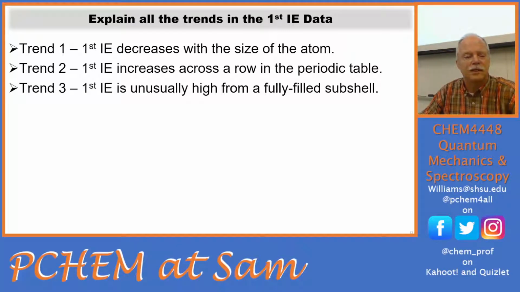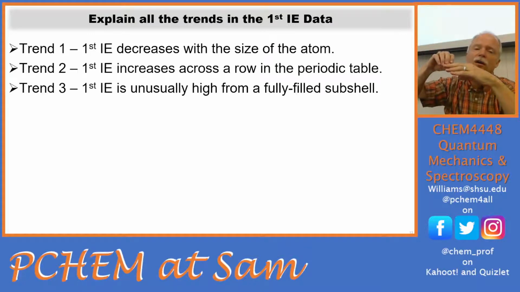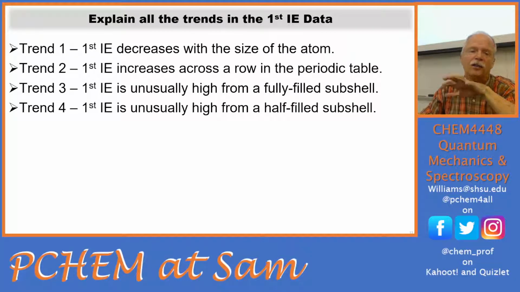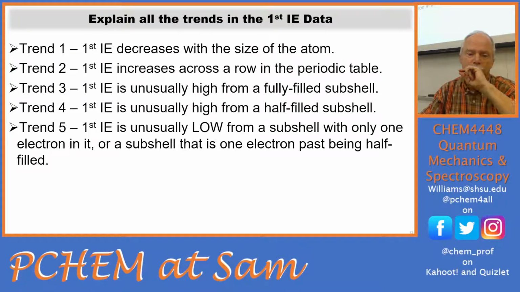The first ionization energy is unusually high from a fully filled subshell. So that tells us the fully filled subshells are stable. They're lower in energy, so it takes a harder pull, more energy, to pull that electron out of a fully filled subshell. And then they're also unusually high from a half-filled subshell. So this is the data that we see that tells us about these trends.